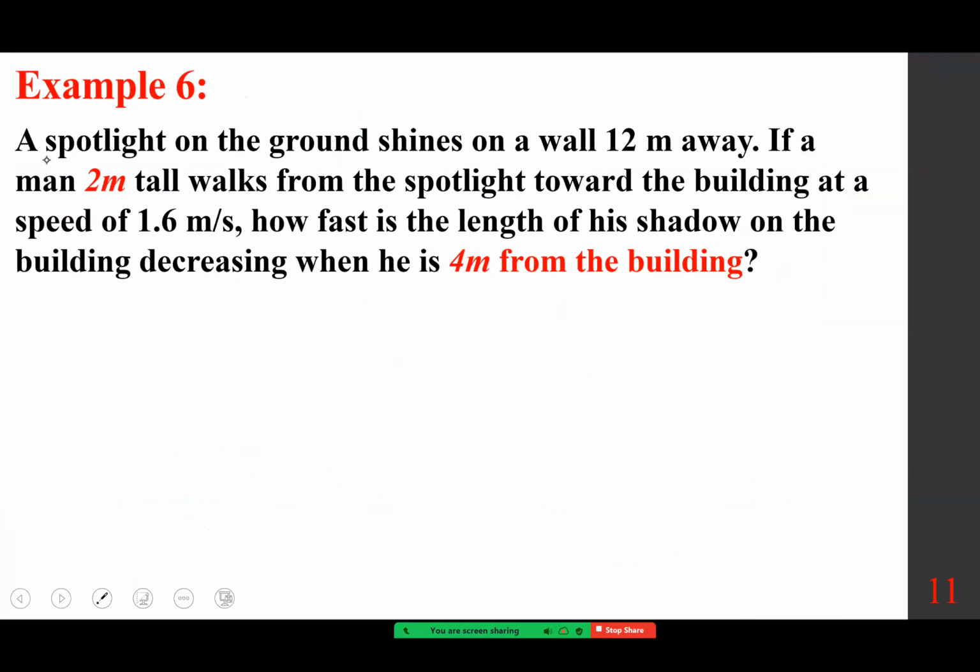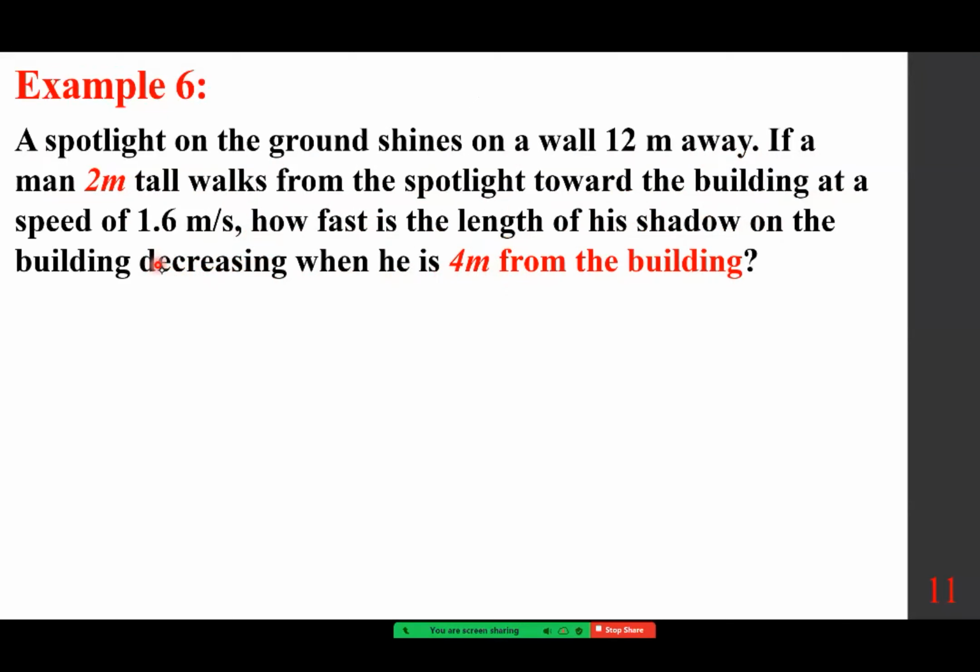Could somebody read this one, please? A spotlight on the ground shines on a wall 12 meters away. If a man 2 meters tall walks from the spotlight toward the building at a speed of 1.6 meters per second, how fast is the length of his shadow on the building decreasing when he is 4 meters from the building? Excellent.